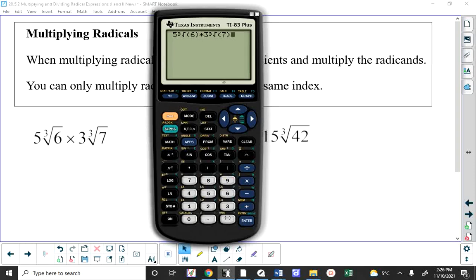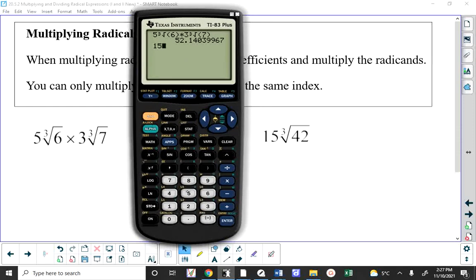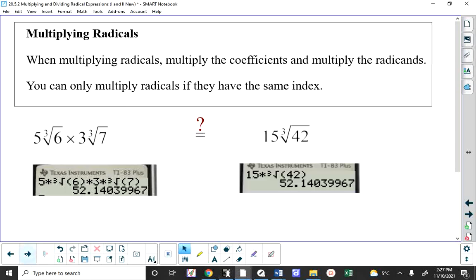So 5 cube root 6 multiplied by 3 cube root 7 is 52.1403. And it's an irrational number, so it goes on and on. We can't be confident about all the decimals, but that's what it's approximately equal to. If I figure out what 15 times the cube root of 42 is, it should come as no great shock to you that it's the same number. And all I'm doing is demonstrating to you that this rule is true. It works. Okay? All right. Oh, I even had it there. Look at that.